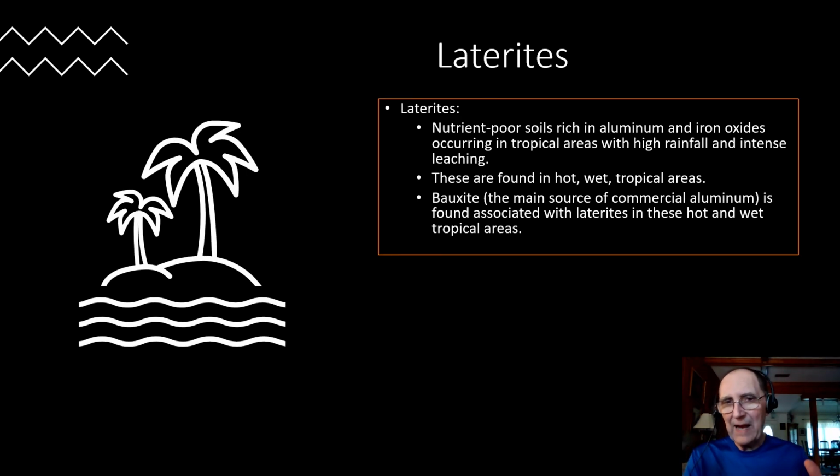Last but not least, we have the laterites. Laterites are nutrient-poor soils that are rich in aluminum and iron oxides. They tend to occur in tropical areas that have very high rainfall and intense leaching. So they're found in hot, wet tropical areas. Bauxite, which is the main source of commercial aluminum, is typically found associated with laterites in these hot and wet tropical areas.